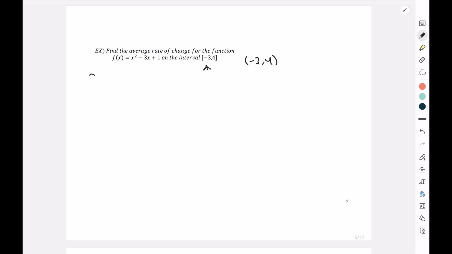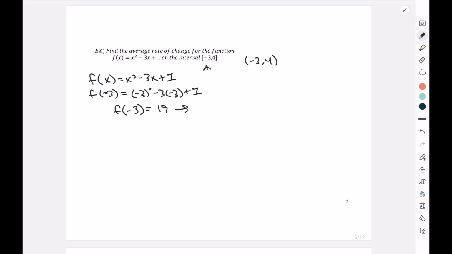So if we looked at our function, we could use f of x equals x squared minus 3x plus 1. Plugging in a -3 where we see an x, we get -3 squared minus 3 times -3 in parentheses plus 1. If we plug that into our calculator, we can see that f of -3 is equal to 19. And so we would have the point -3, 19.